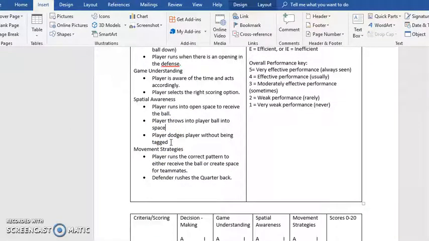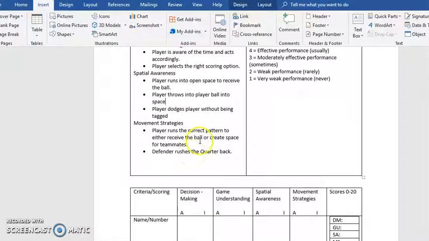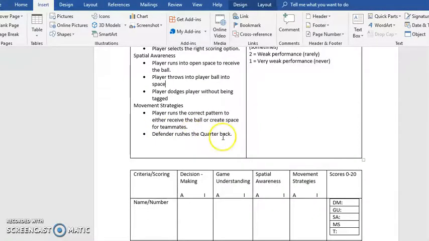The next one, the player dodges the opponent without being tagged. He identifies that there's someone coming to tag him, and he dodges before the player can get him. So he's aware of the space and his surroundings. Movement strategies: the player runs the correct pattern to either receive the ball or create space for teammates. Defenders rush the quarterback if the timing is right.